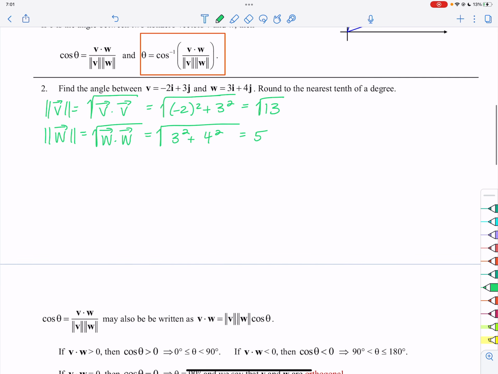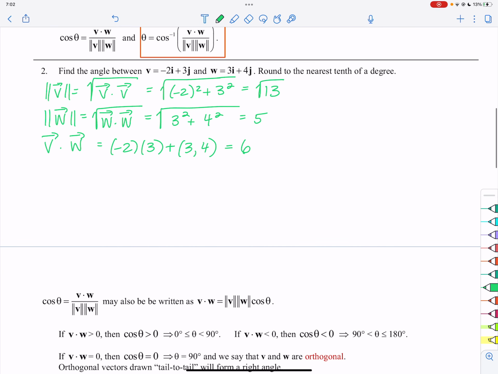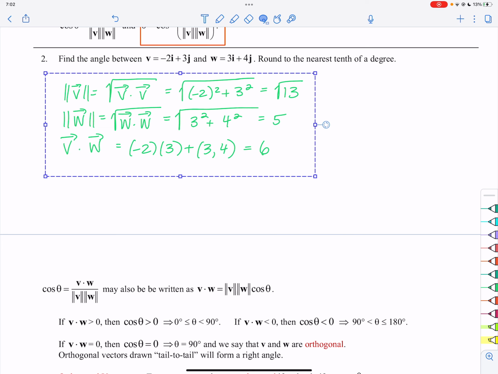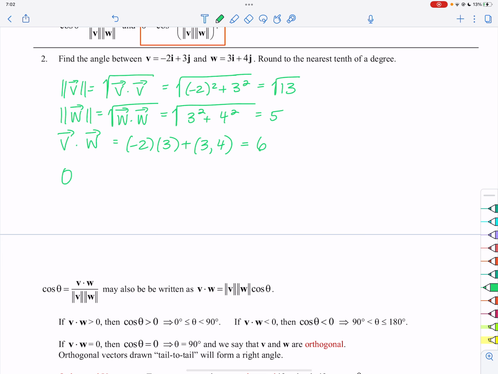So the dot product of the vectors is equal to -2 times 3 plus 3 times 4, and that equals 6. With all of this, we can now find that angle. So that angle theta is going to be the inverse cosine of 6 divided by 5 root 13, and that's approximately 70.6 degrees.